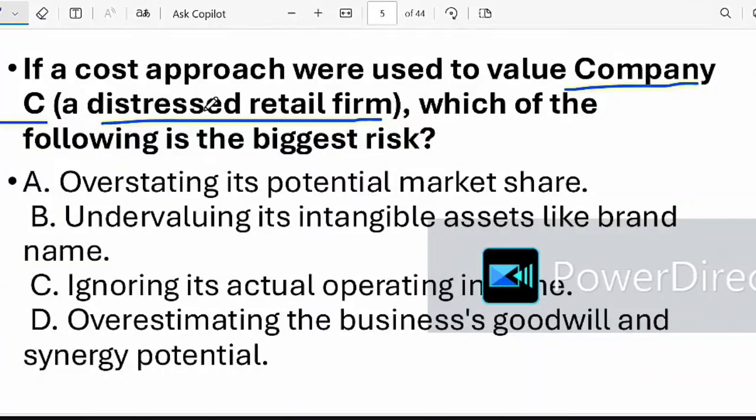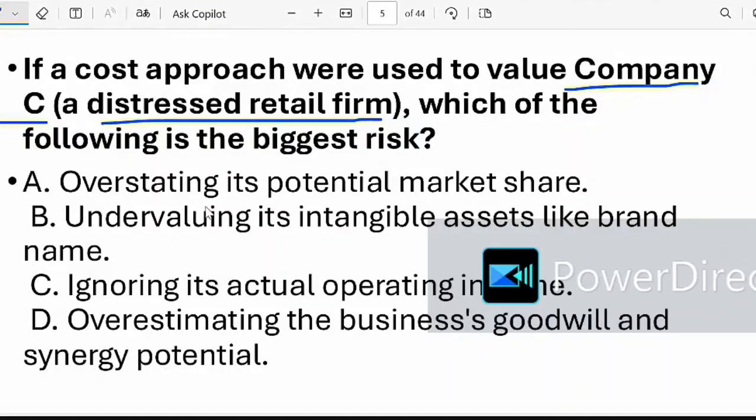Let's go through the options. Option A, overstating its potential market share. Option B, undervaluing its intangible asset like brand name. Option C, ignoring its actual operating income. Option D, overestimating the business goodwill and synergy potential. So this is a very good question, what will be the biggest risk if we use cost approach to value company C? These are the 4 options, right? What do you think? Is it A, B, C or D?